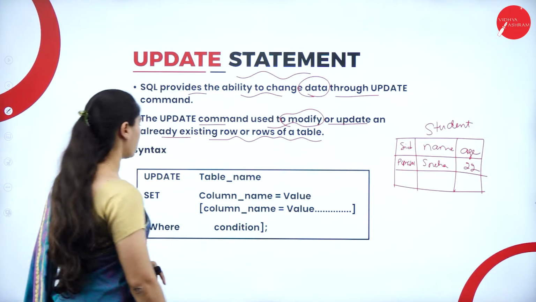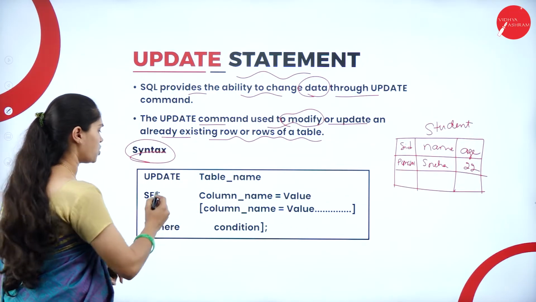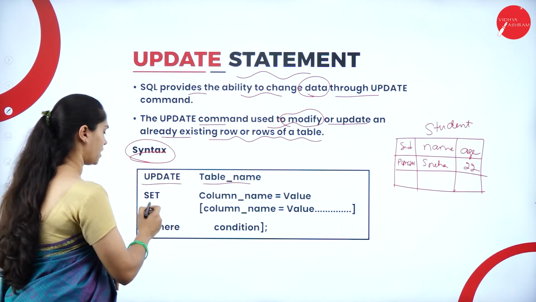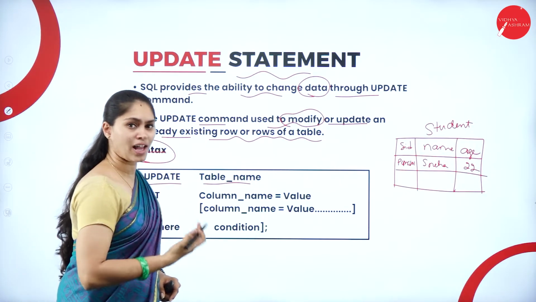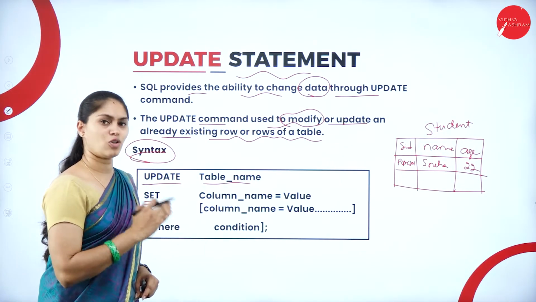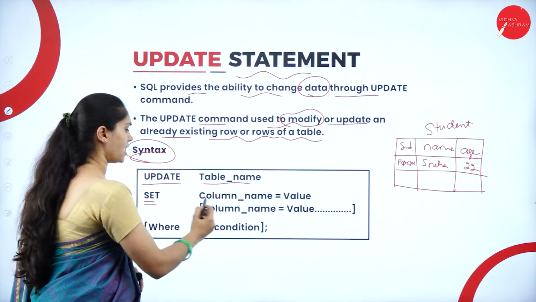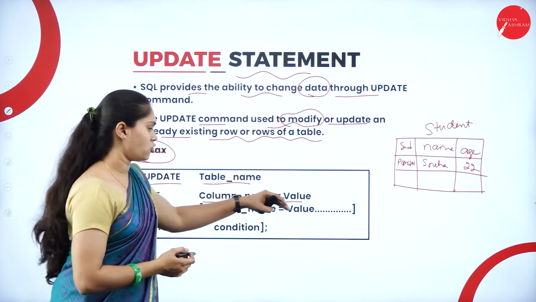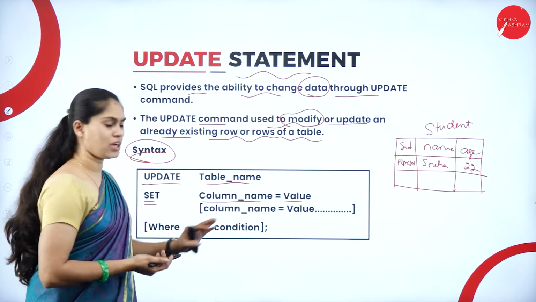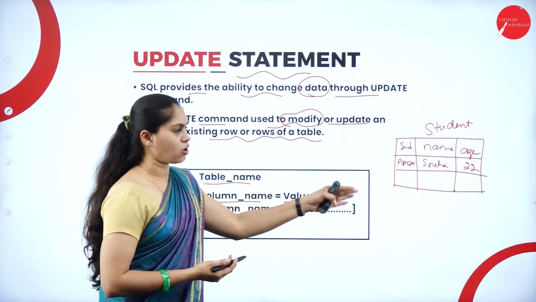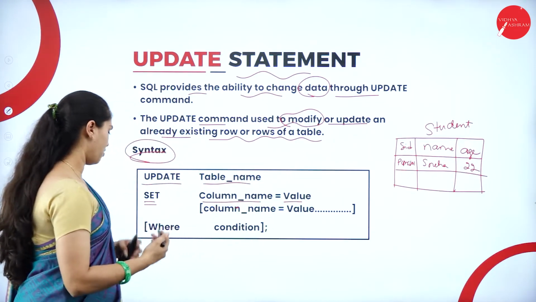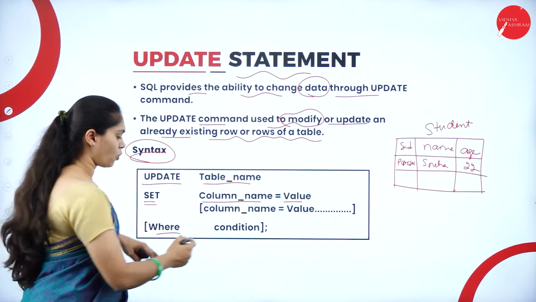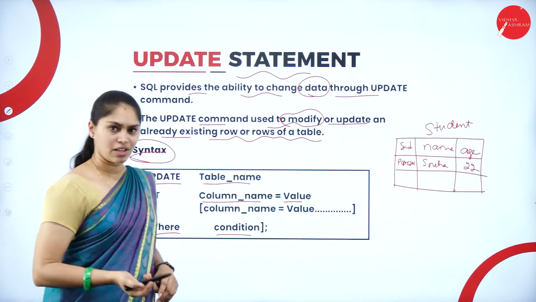Let me see how it works with respect to its syntax. UPDATE table name: I have to mention which table needs to be updated. Then I have to set a new value for the existing data of a row or record of the table. SET column name equal to value. This is an existing column, and I wanted to change it to the new value. You can do it for any number of attributes or columns you want to update or modify. If I wanted to give a certain condition, then I have to use the WHERE clause, WHERE condition. Once it is done, give the semicolon.